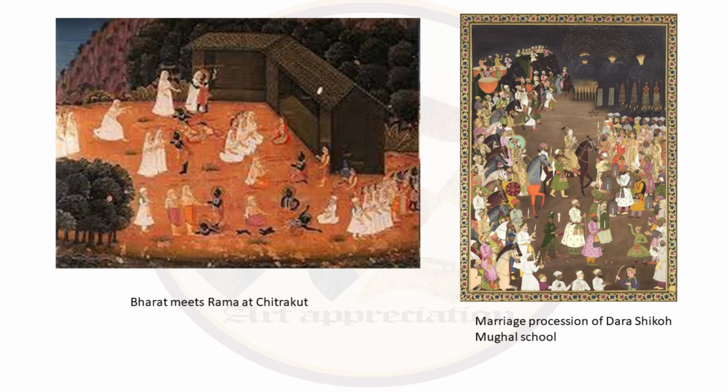Now coming to the second one, that is this marriage procession of Dara Shikoh from Mughal school. Just focus on the left side. The horse riders forming a line from bottom to top are somehow creating that repetition of a pattern. So these two examples we can use for understanding pattern.